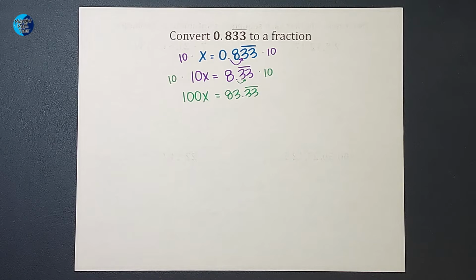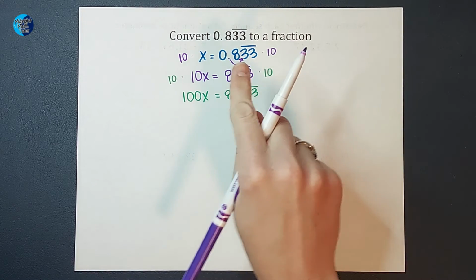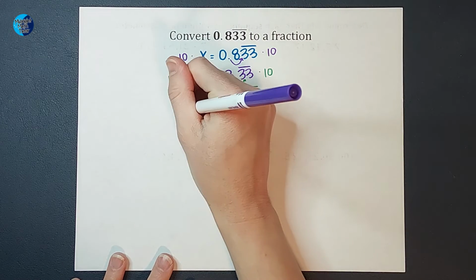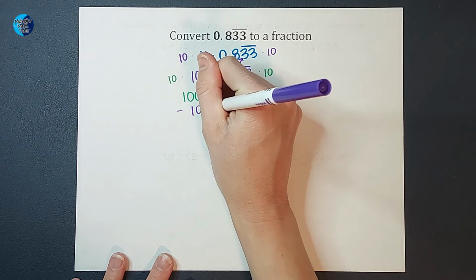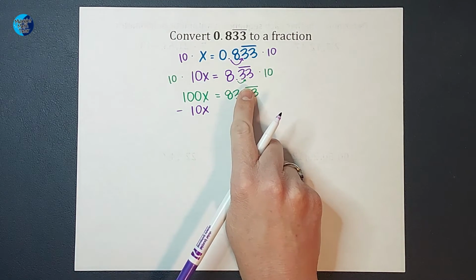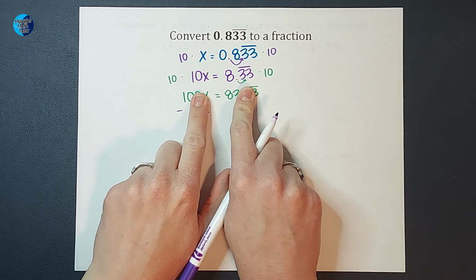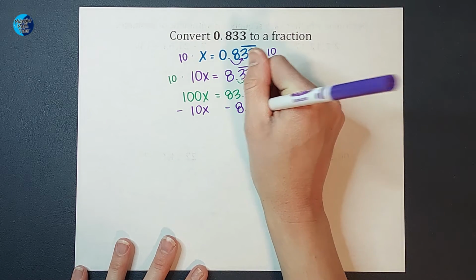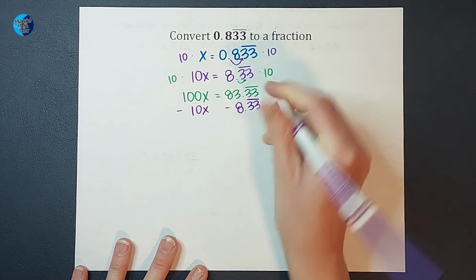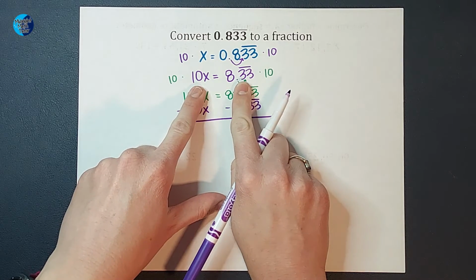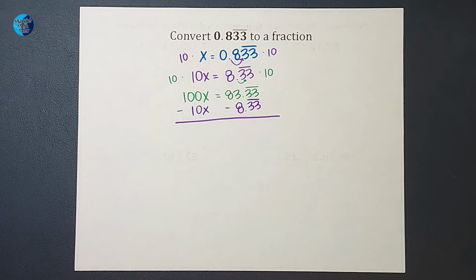All right. Now what we're going to do is subtract 10x from both sides, okay? But remember that 10x is equal to 8.33 repeating. So I am going to subtract 10x from this side, and I'm also subtracting 10x from this side, but I'm going to write it as 8.33 repeating because those are equal to each other in this case, so that's allowed. So I'm going to subtract 8.33 repeating from this side, okay? Those look different, but they're equal to each other, so my equation is still balanced.